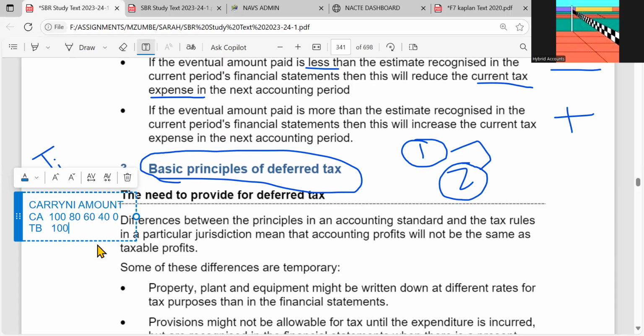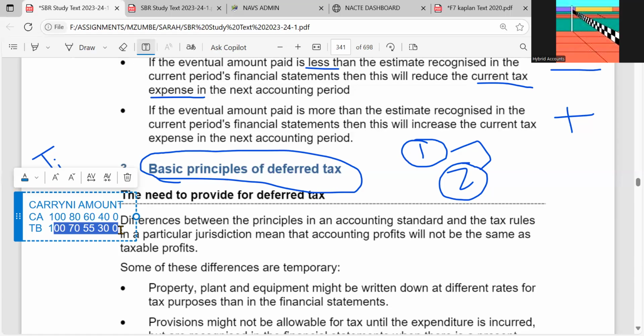You start with 100 as usual, but this 100 changes to not 80. Maybe it goes to 70, and then it goes to 55. Then let's say it goes to 50, right? And maybe lastly it goes to 0. You see these differences now. So the differences in carrying amounts reflect differences in depreciation rates. And if depreciation rates change, it means the profit for accounting purpose would be different to the profit for tax purpose.